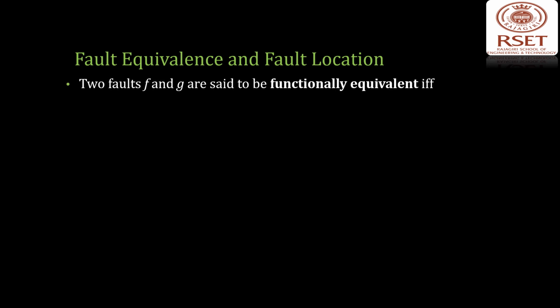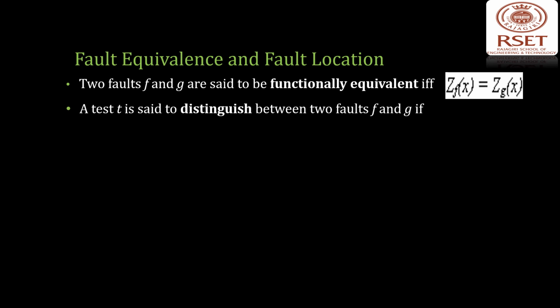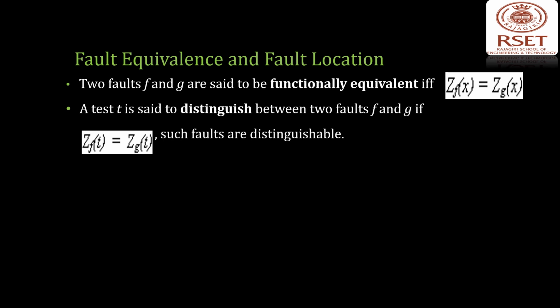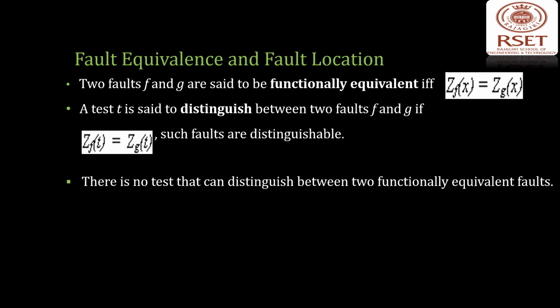Fault equivalence and fault location. Two faults F and G are said to be functionally equivalent if a particular condition is satisfied, that is, ZF of x is equal to ZG of x. Now a test T is said to distinguish between two faults F and G if ZF of t is not equal to ZG of t. Such faults are distinguishable. There is no test that can distinguish between two functionally equivalent faults.